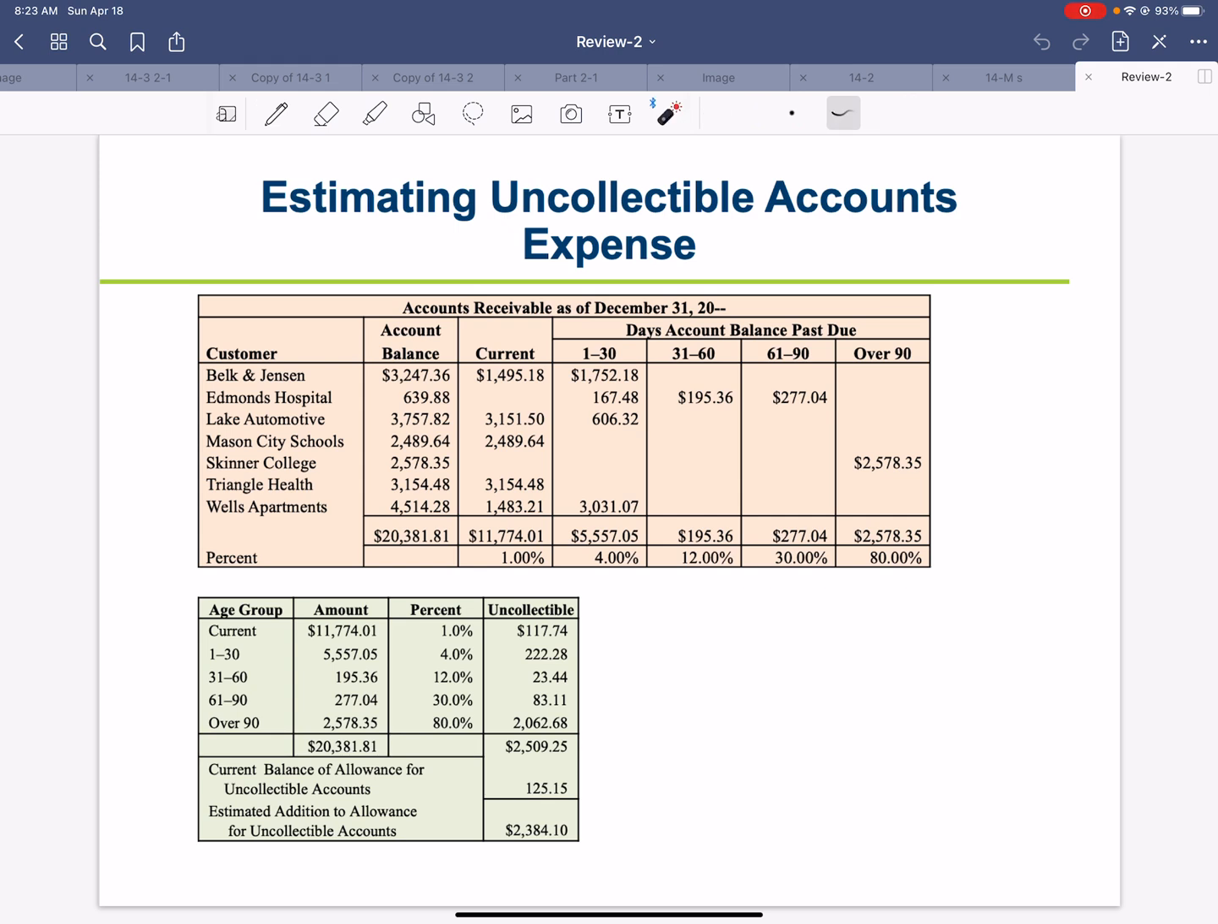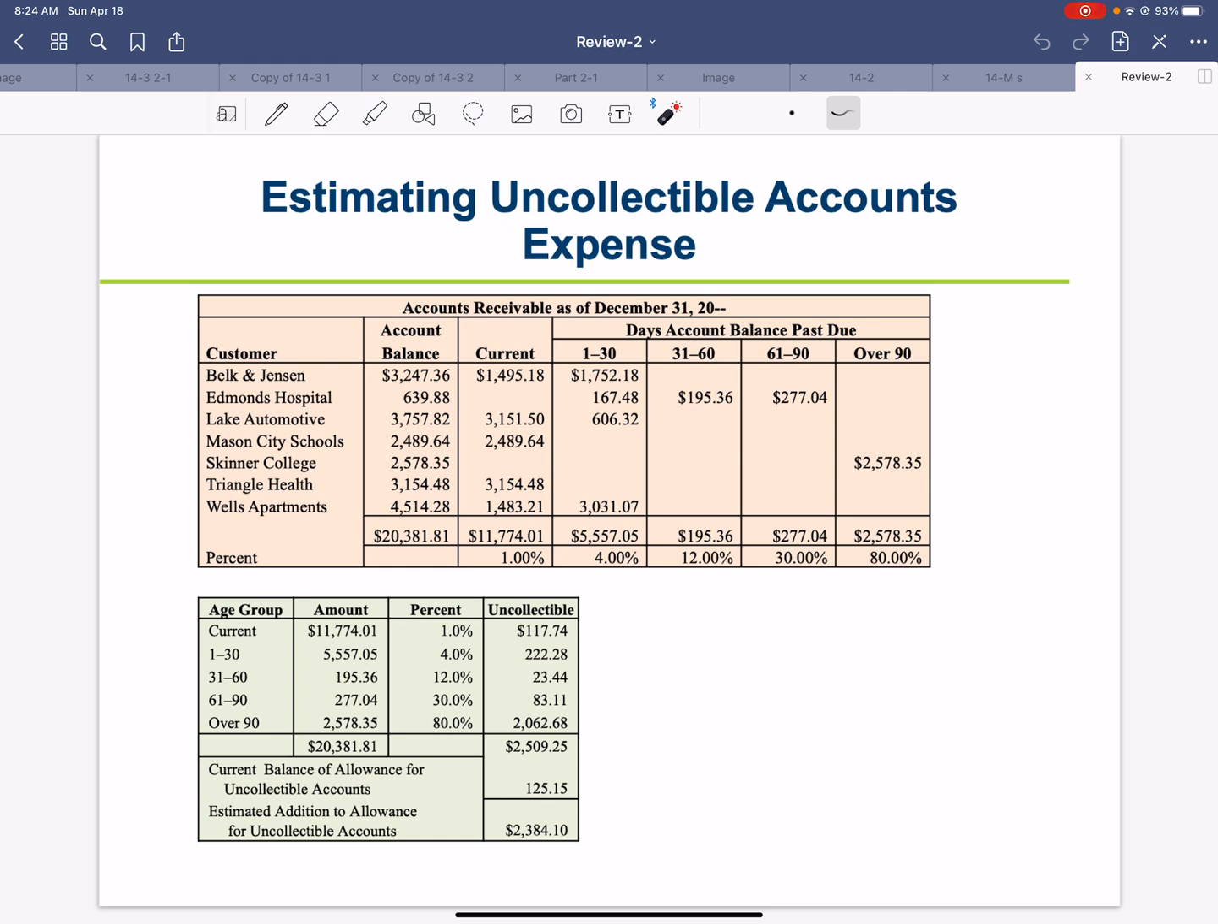So again, if you remember, we went through and we figured out all of the accounts that are 1 to 30 days due, and we figured 4% of those will be uncollectible. And then we did the same with the other pay periods. Then on the bottom part here, we went through and we figured out how much is our estimate for uncollectible accounts. Now this is just an estimated amount so that we can prepare our adjustments.